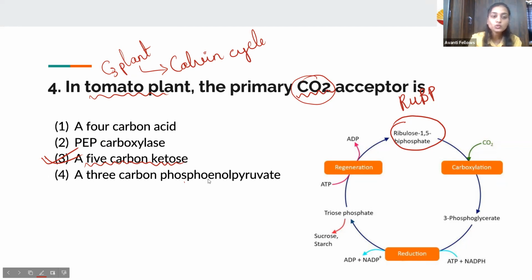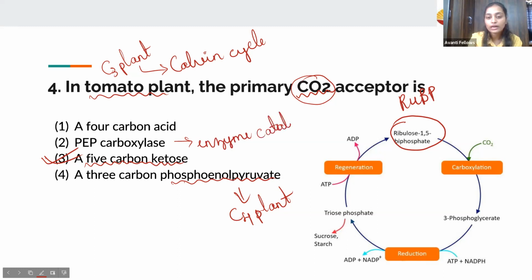So in C3 plants, ribulose 1,5-bisphosphate is the primary carbon dioxide acceptor. When coming to C4 plants, phosphoenol pyruvate is the primary acceptor, and PEP carboxylase is the enzyme which catalyzes the fixation of carbon dioxide in C4 plants.